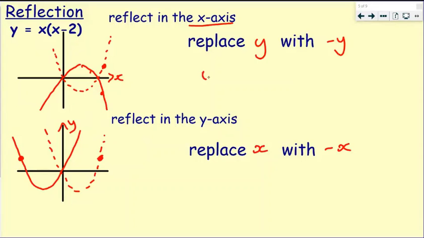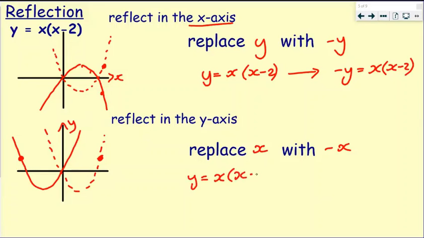So we've got y equals x, minus 2 becomes minus y equals x bracket. Over here, we're going to have y equals x bracket x minus 2 becomes y equals minus x minus 2. Wherever there was an x, we replace it with minus x. We can then simplify that a little bit.